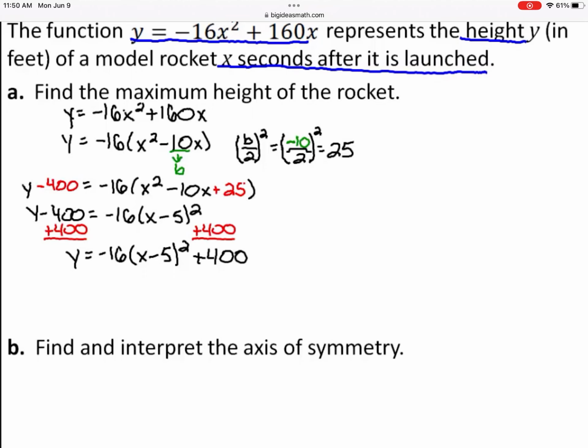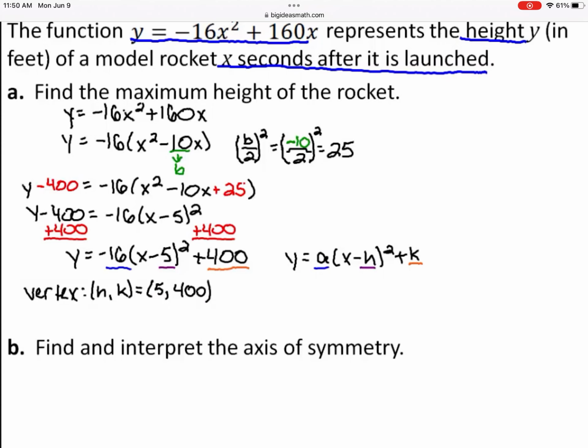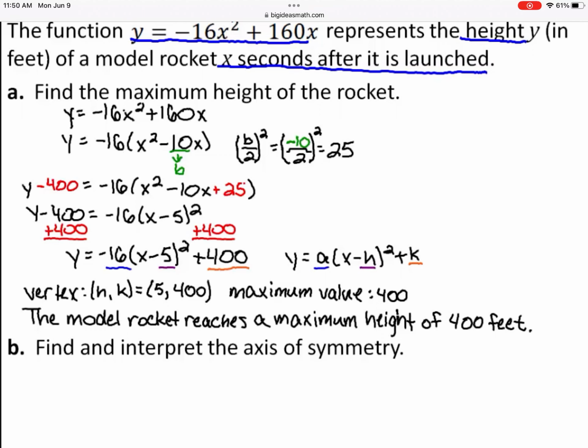The equation is now of the form y equals a times the quantity x minus h squared plus k, where a is negative 16, h is 5, and k is 400. So the vertex (h, k) is (5, 400). Because a is negative, the parabola opens down, and the y-coordinate of the vertex is the maximum value. Because the maximum value is 400, the model rocket reaches a maximum height of 400 feet.